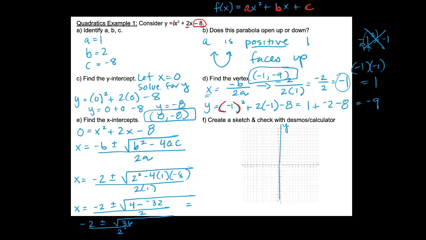Now at this point you can use your calculator. You know, sometimes these square roots don't come out perfectly. So in this case the square root of 36 is 6, so that comes out really nicely. If not, you can totally just put that into your calculator.